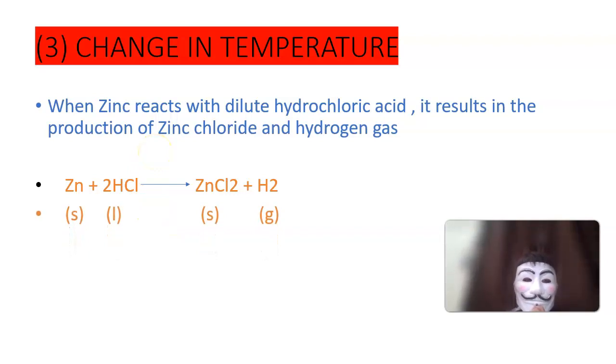And here zinc is a solid, actually. And hydrochloric acid, in the name only you will come to know that acid is there, so it must be a liquid. And here zinc chloride is also a solid, it forms a solid actually. And hydrogen is a gas, we too know that. So let's read it out once again. Zinc plus dilute hydrochloric acid results in the production of zinc chloride and hydrogen gas. Okay, so let's go ahead.